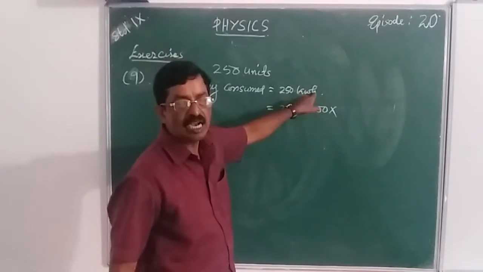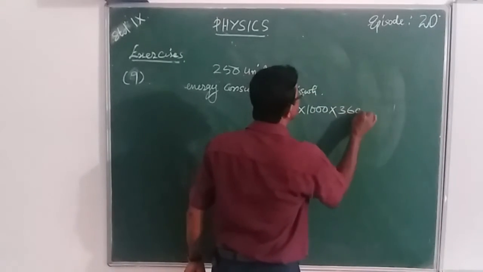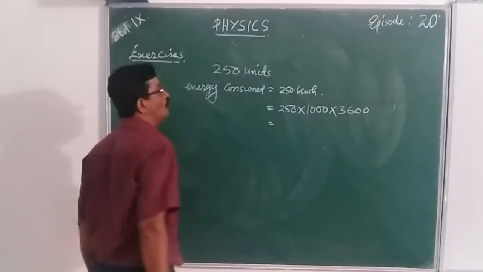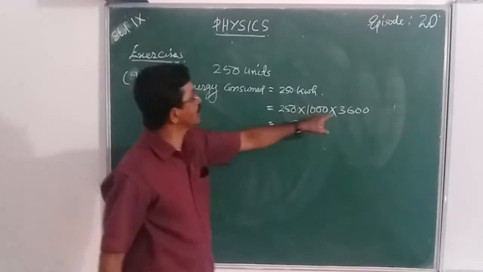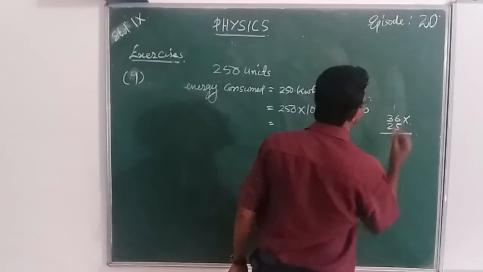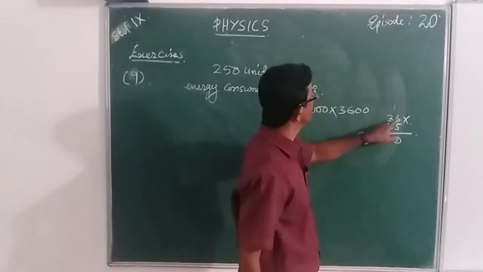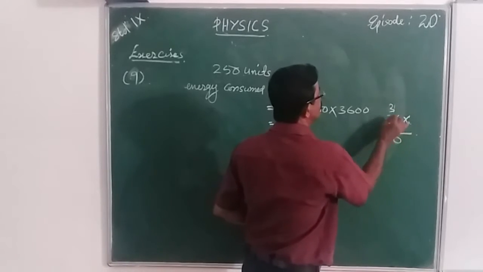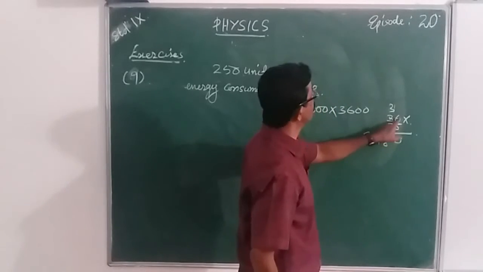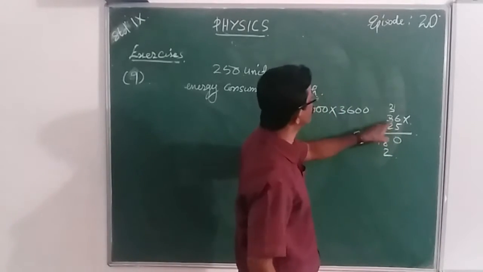1 hour is 60 minutes and 1 minute is 60 seconds. So 60 into 60, 3600. By multiplying this part, that is 36 into 25. 5 times 6, 30. Balance 3. 5 times 3, 15, and this 18. 2 times 6, 12. Balance 1. 2 times 3, 6.